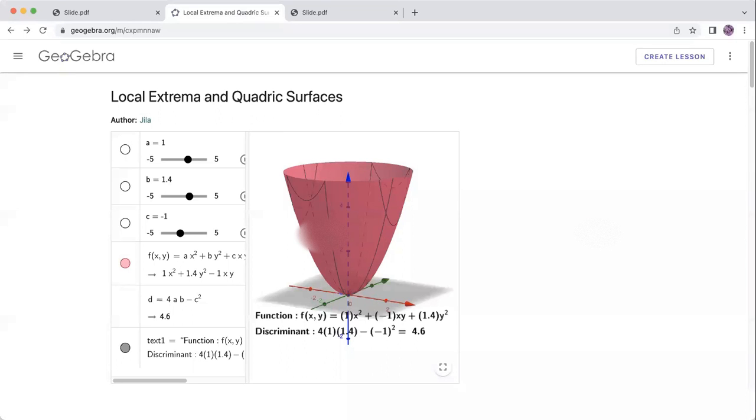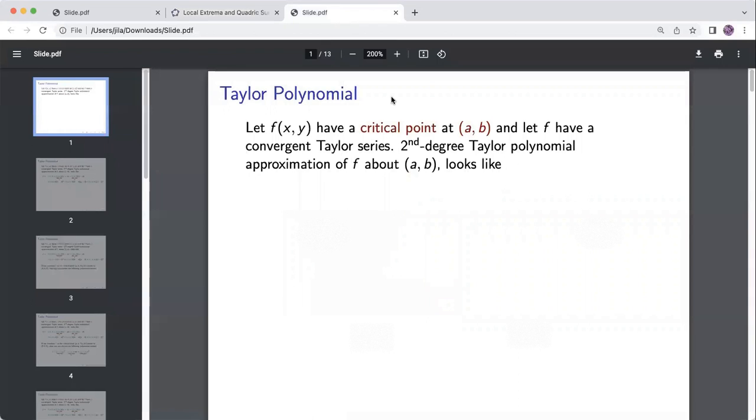So let's talk about local extrema and quadratic surfaces. It turns out that the discriminant thing that we learned with local extrema has something to do with quadratic surfaces. But before that, let's talk about Taylor polynomials of a function, basically an approximation of a function.